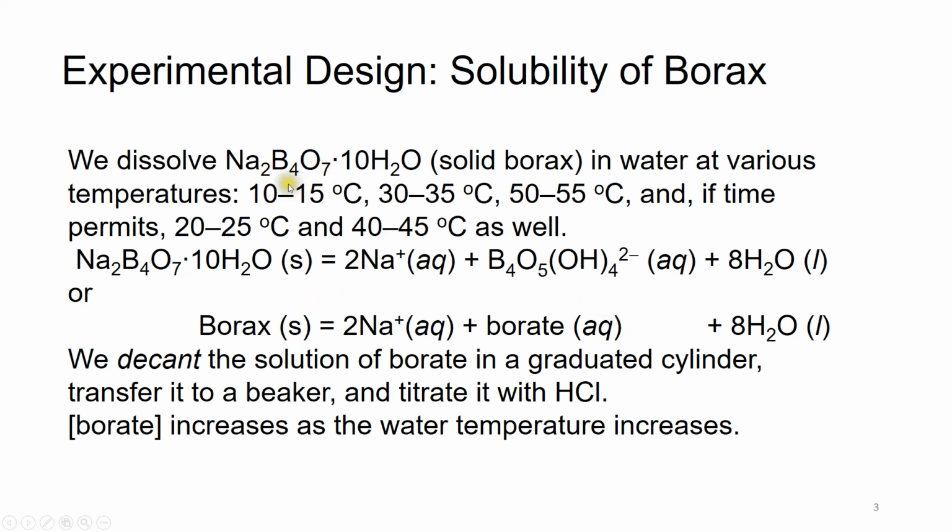So first we make the solution of borax at different temperatures, and then we decant the solution of borate in a graduated cylinder. We measure its volume, and then we can transfer this solution into a beaker and titrate it with hydrochloric acid. And note that the concentration of borate increases as the water temperature increases. So if we have 3 samples prepared at these 3 temperatures, we'll see more solubility in this solution at a higher temperature, and the least amount of borax dissolved in water at the lowest temperature.